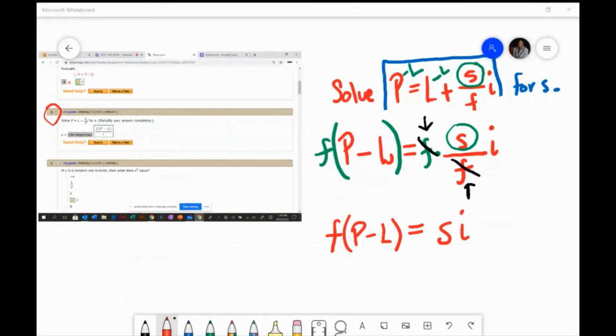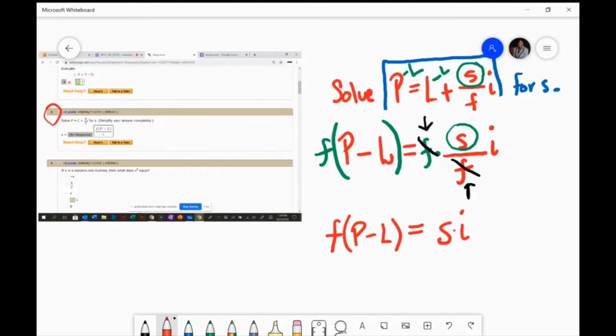How do I get rid of the I? Somebody other than Jonathan and Amaya and Kaylin. How do I get rid of the I? Because I want S on one side by itself. I don't want SI. Somebody other than Jonathan, Kaylin, or Maya. How would I move the I from the right side and get it to the left side? Divide. Very nice, Diamond. Divide by I.